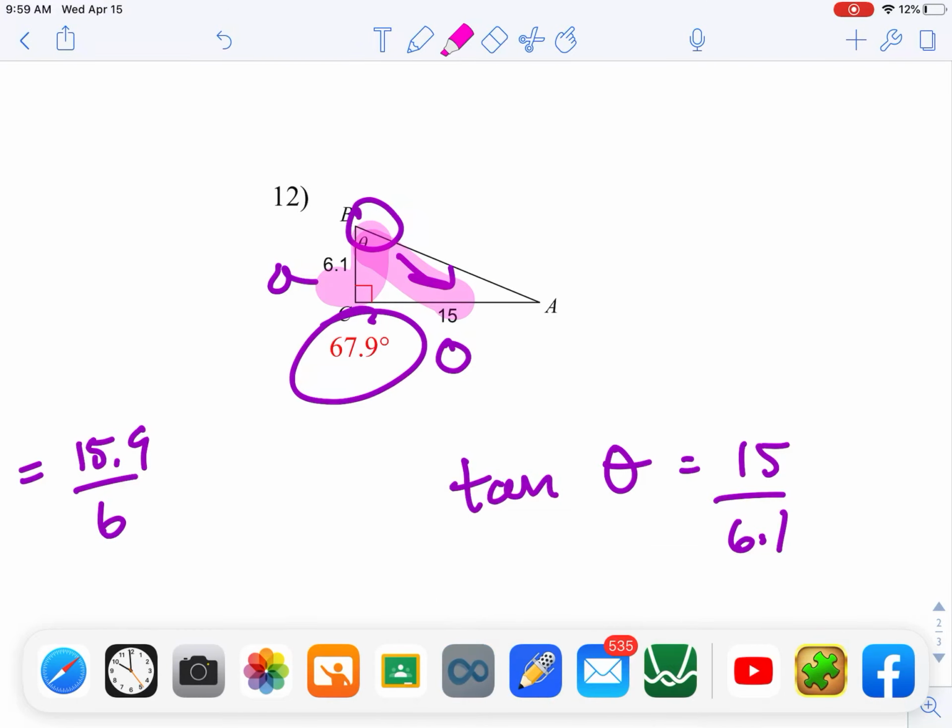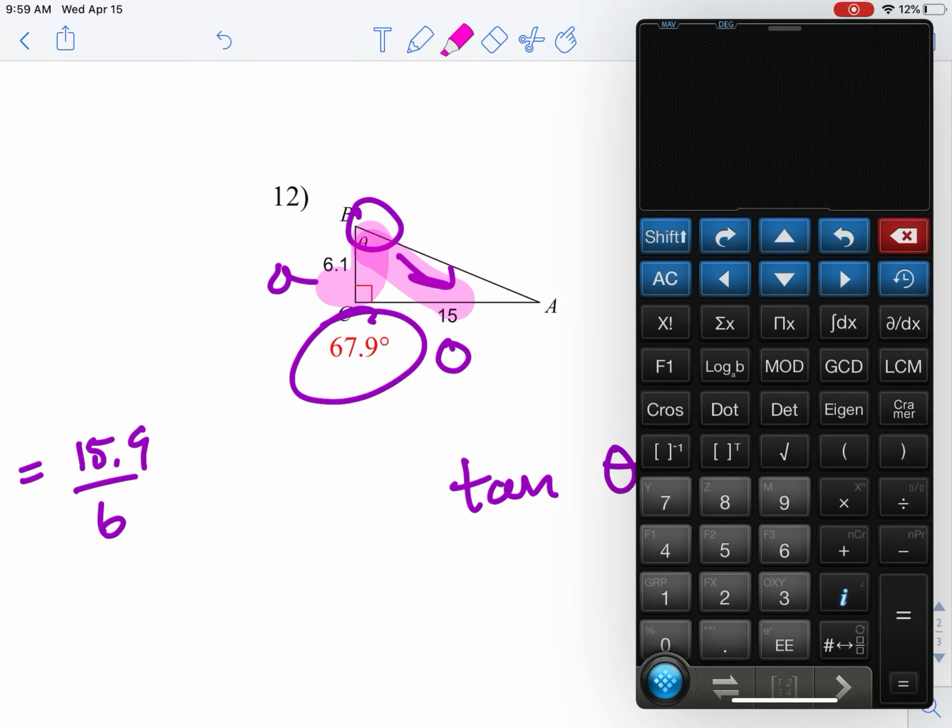Let me show you this, though, okay? Guys, sine and cosine both have the h on the bottom, okay? So the hypotenuse has to be the biggest side, okay? So the denominator has to be the bigger number, okay?